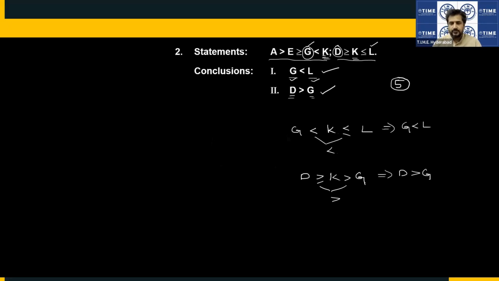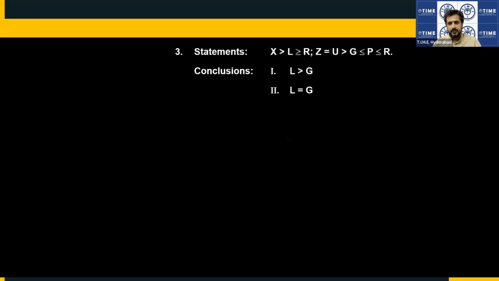Clear? Move on to question number 3. We have been given 2 statements. Now let's move on to the conclusions. The first conclusion is between L and G, and the second conclusion is also between L and G. L is in statement 1 and G is in statement 2. To combine these two, the common term is R. So let's take the R and take these two terms on either side: L, G. What is the relation between L and R? L is greater than or equal to R. What is the relation between R and G? G less than or equal to P, P less than or equal to R.